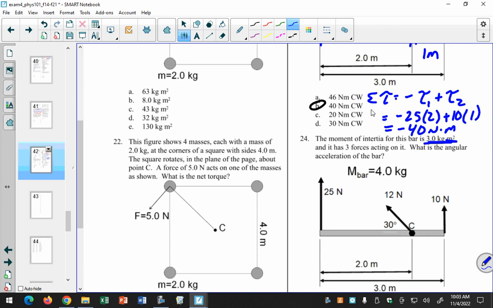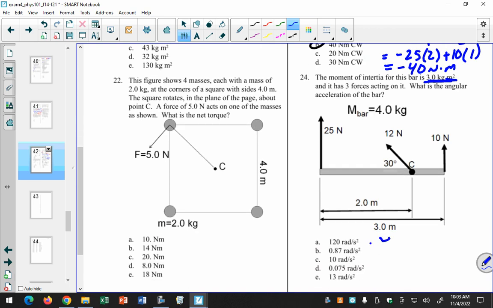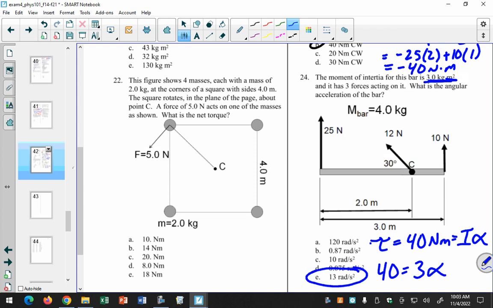So I gave you the moment of inertia for this bar, and I want to know what is its angular acceleration. I know that the torque is equal to 40 Newton meters, and I know that that's equal to I times alpha. That's our Newton's second law for rotational motion. So our torque, which is 40, is equal to I, which is 3, times alpha. So 40 divided by 3 is 13 radians per second squared. And that rotation is going to be clockwise. So if I ask for the sign or the direction, it will be clockwise or it will be negative. But in this case, I wasn't looking for that. Okay?